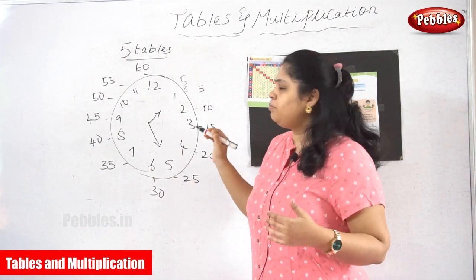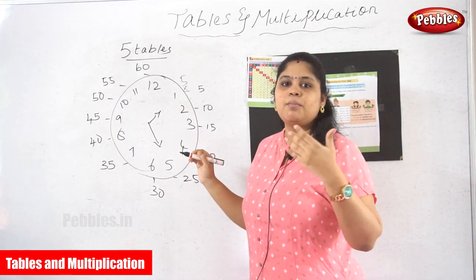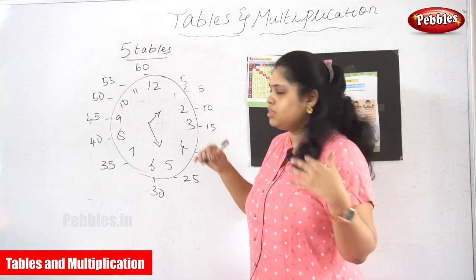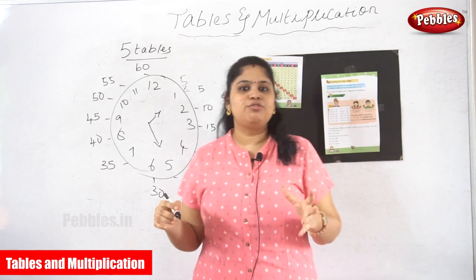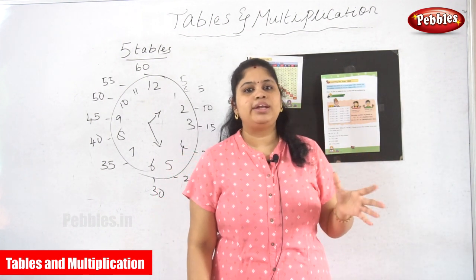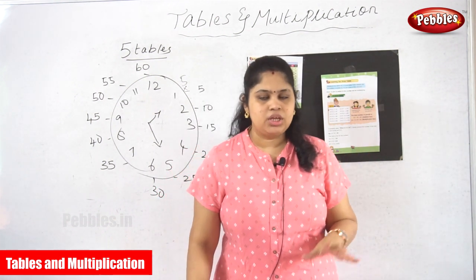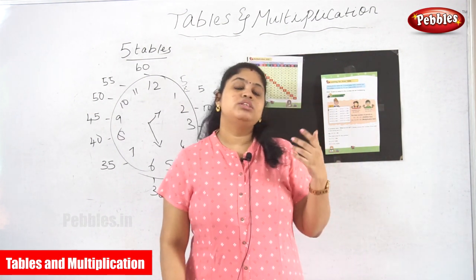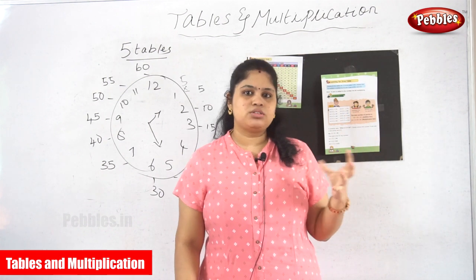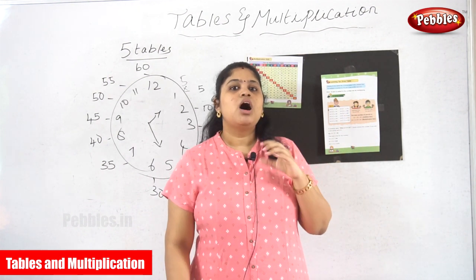So we are just skipping the numbers by 5. In my previous classes, I have told you the meaning of skipping, isn't it? Skip count by 2, skip count by 3, skip count by 4. So we have seen a lot of skipping methods. This is the basic process behind how the tables work.